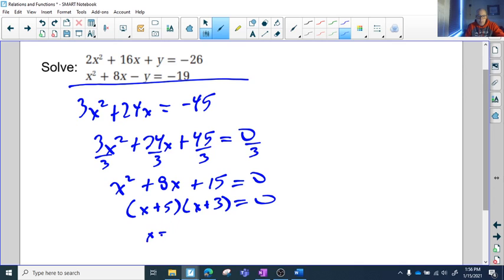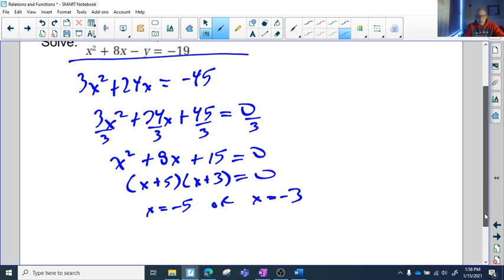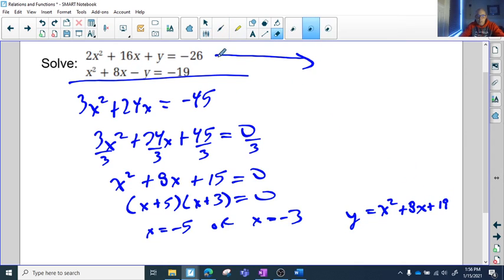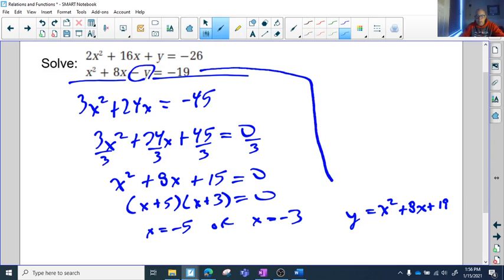Now I would get x to be negative 5, or x could be negative 3. To get your y values, you're probably going to want to take one of the equations. This one, maybe, might be easier. Let's take y would equal x squared plus 8x, and then I move the 19 over there. I just rearranged this one to get the y by itself.